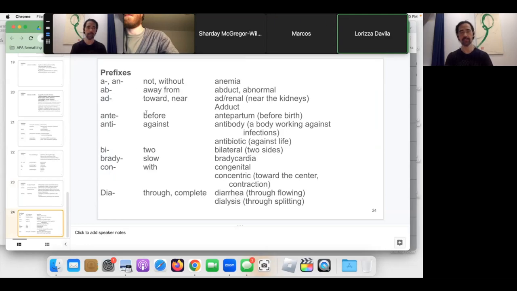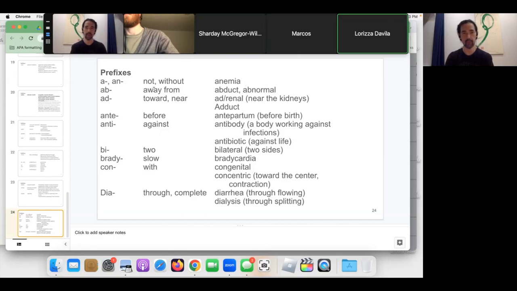And now prefixes. Prefixes go at the beginning of the word, suffixes go at the end of the word. A or an, I'm just gonna cruise through these. There's only one slide, and then we'll do a bunch of questions, a bunch of drilling. So A and an mean not or without, like anemia, not enough blood or without blood.